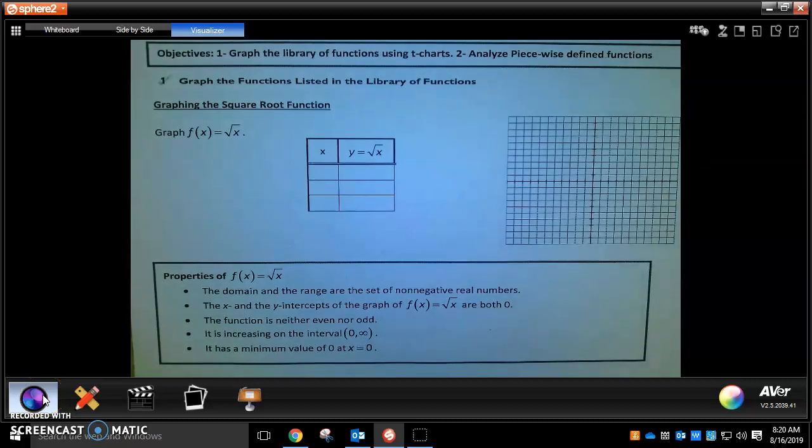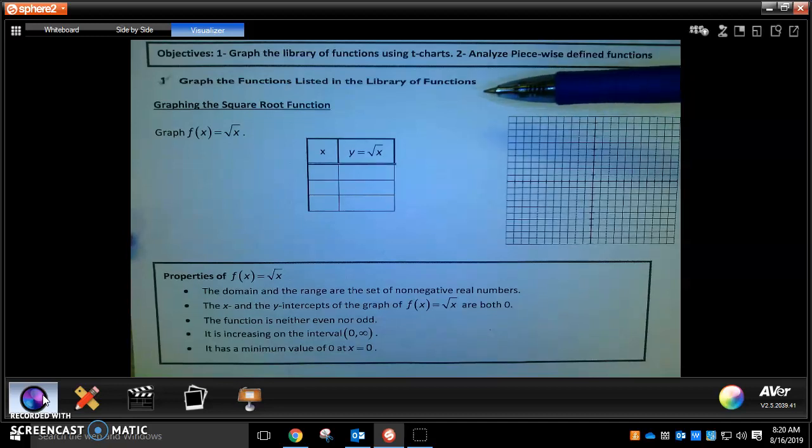Hi guys, today we are going to take a look at section 2.4, which is called the library of functions. Today we are going to graph the library of functions using t-charts for a couple, and then I'll just describe some of the other ones to you. And then we're also going to look at what are called piecewise defined functions.